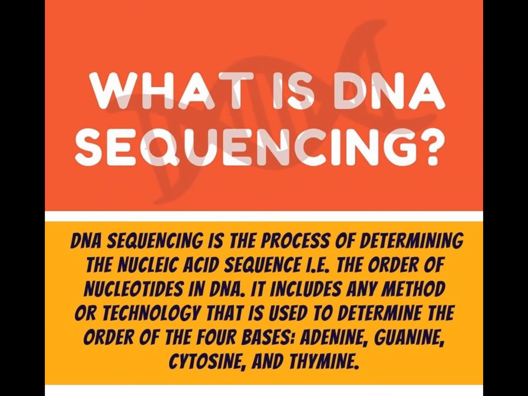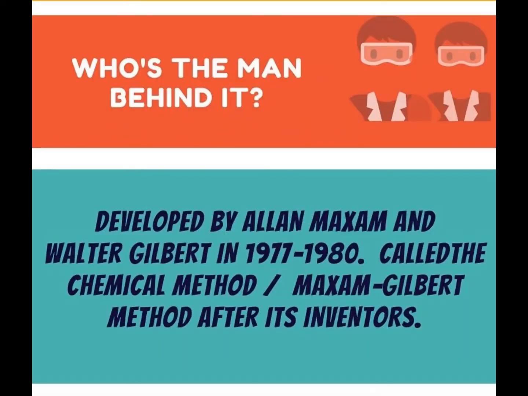The first question we're asking in this video is what is DNA sequencing? DNA sequencing is the process of determining the nucleic acid sequence, that is, the order of nucleotides in DNA. It includes any method or technology that is used to determine the order of the four bases: adenine, guanine, cytosine, and thymine. And the next question we're asking is who's the man behind it? Well, there are two men behind it, Alan Maxam and Walter Gilbert, who in 1977 to 1980 devised this method, and it was also named after them, Maxam Gilbert. This is also called the chemical method because it involves the usage of many chemicals.